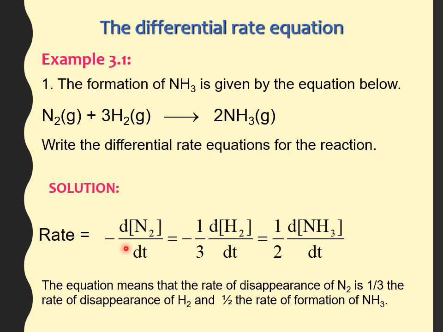So negative d[N2]/dt equals negative 1 over 3 because 3 is the stoichiometric coefficient for hydrogen gas, so negative 1 over 3 d[H2]/dt equals positive. Now this time it's positive because ammonia is going to appear. 2 is the stoichiometric coefficient for ammonia, so this is 1 over 2 d[NH3]/dt. This equation means that the rate of disappearance of N2 is 1/3 of the rate of disappearance of H2 and half of the rate of formation of ammonia gas.